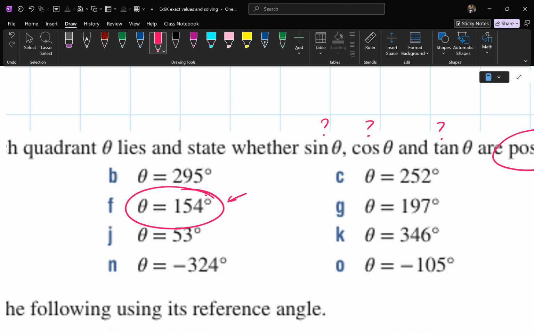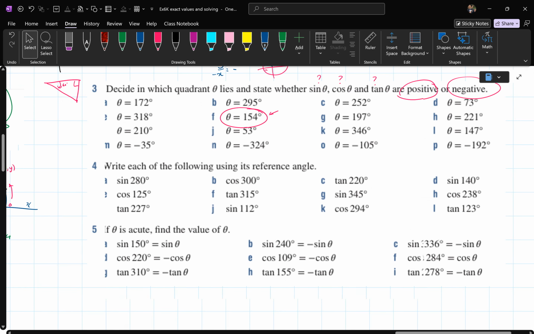It is quadrant 2. If you picture it, quadrant 2 is over here. The x value is clearly negative. The y value is clearly positive. So sine is positive, cos is negative, and tan must be? What's tan? In quadrant 2, is that negative or positive? Negative. Because we've got y over x, but if y is positive and x is negative, you get a negative gradient. Okay? Let's try another one.